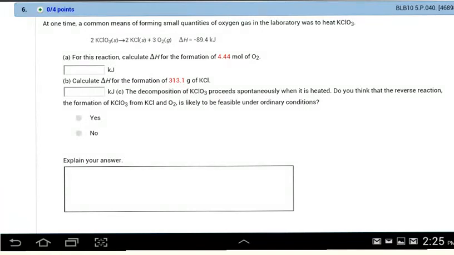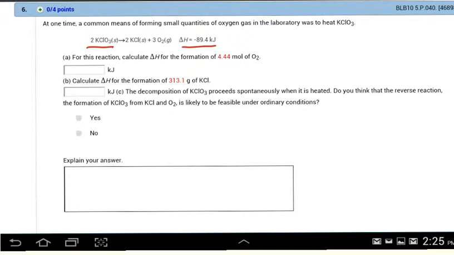Problem 6 is focused on this idea that depending on the amount of material you use in a reaction, it will give off or absorb a certain amount of heat. So you'll notice that if we decompose 2 moles of KClO3, it looks like it's exothermic, producing negative 89 kilojoules of heat. If we do more KClO3 than 2 moles, we'll get more heat. If we use less, we'll get less heat.